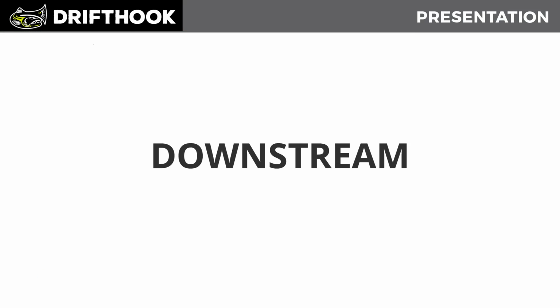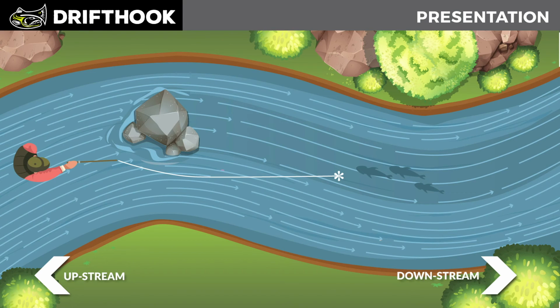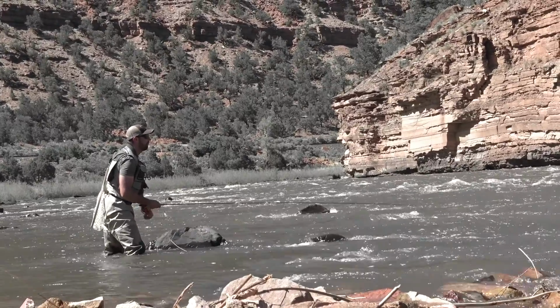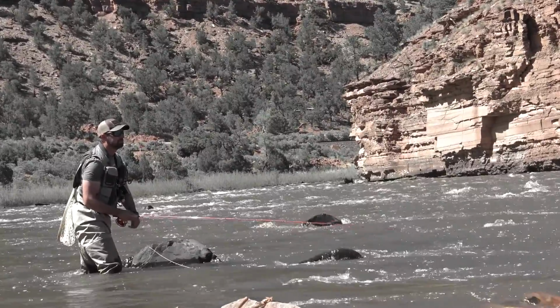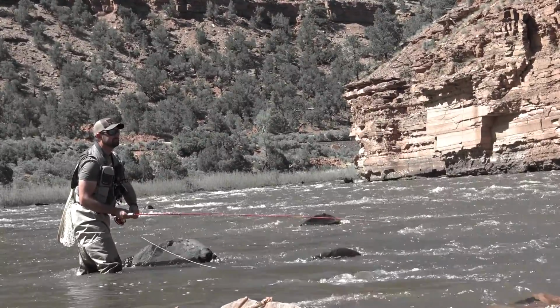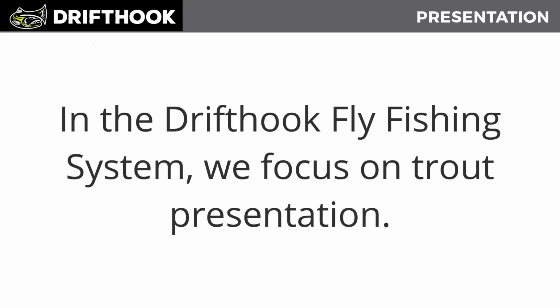And then last but not least is the downstream presentation, which you're going to be parallel to the bank, casting forward down towards the water that's moving away from you. Now, this is really tricky because you are casting into where the fish can see you. But this is also a great technique when you're using any type of streamers, where you're going to want to be hugging those banks and trying to spook those big monsters out from underneath there. So I'm not going to throw that baby out with the bathwater just quite yet. In the drift hook fly fishing system, we focus on trout presentation.